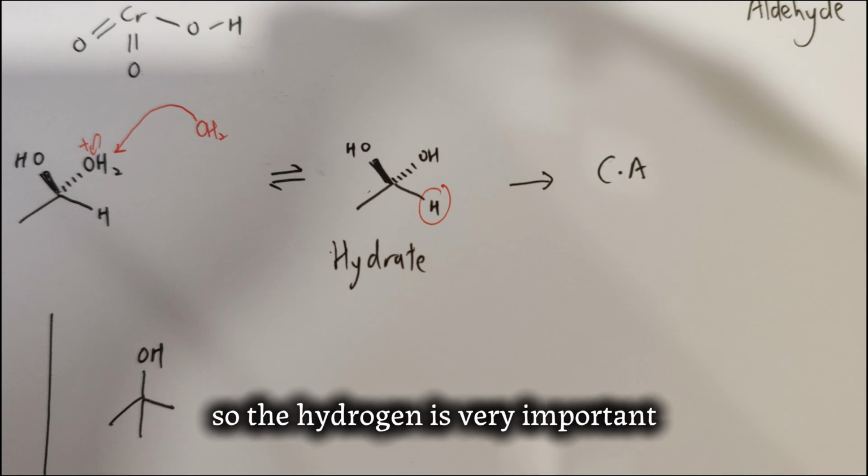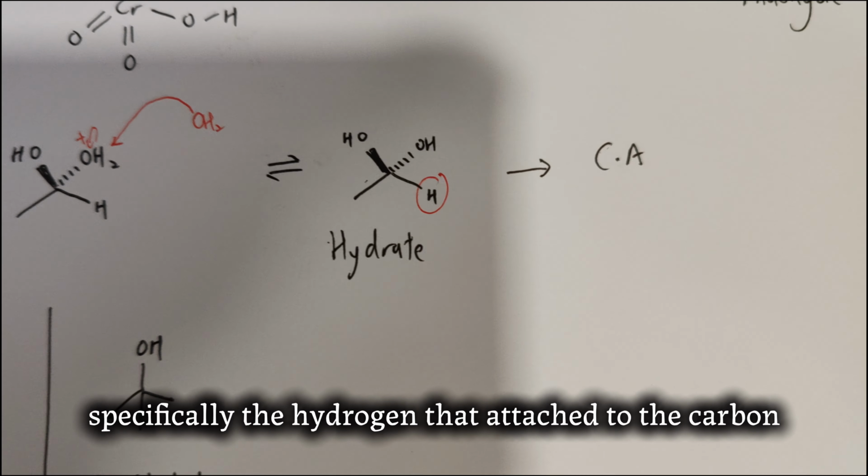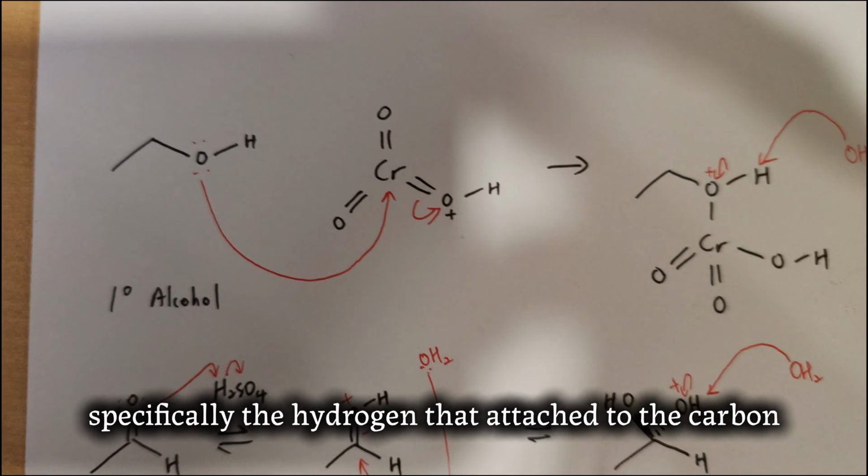So the hydrogen is very important, specifically the hydrogen that is attached to the carbon which is attached to the hydroxy group. So in this case, primary alcohol has two hydrogens attached to this carbon, which is adjacent to the hydroxy group, so it can undergo two oxidation processes. Whereas the secondary alcohol only has one hydrogen attached to the carbon adjacent to the hydroxy group, so it can only undergo one oxidation process, which is forming a ketone.